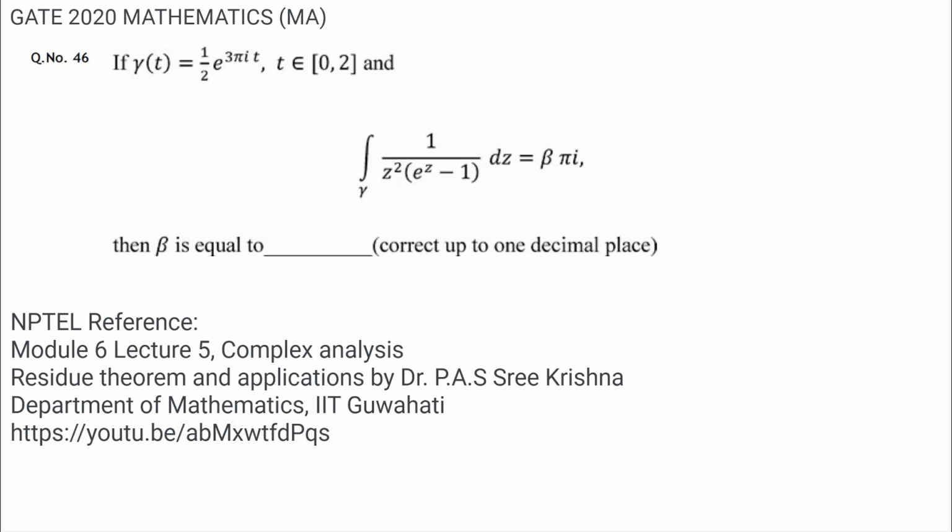The problem is from the GATE 2020 mathematics paper, question number 46. The problem given is: if gamma of t is given by the curve gamma of t equals 1 divided by 2 times e to the power of 3 pi i t, where t belongs to the closed interval 0, 2, and the integral over gamma of 1 divided by z squared times (e to the power of z minus 1) dz is given as beta pi i, then beta is equal to, correct up to 1 decimal place.